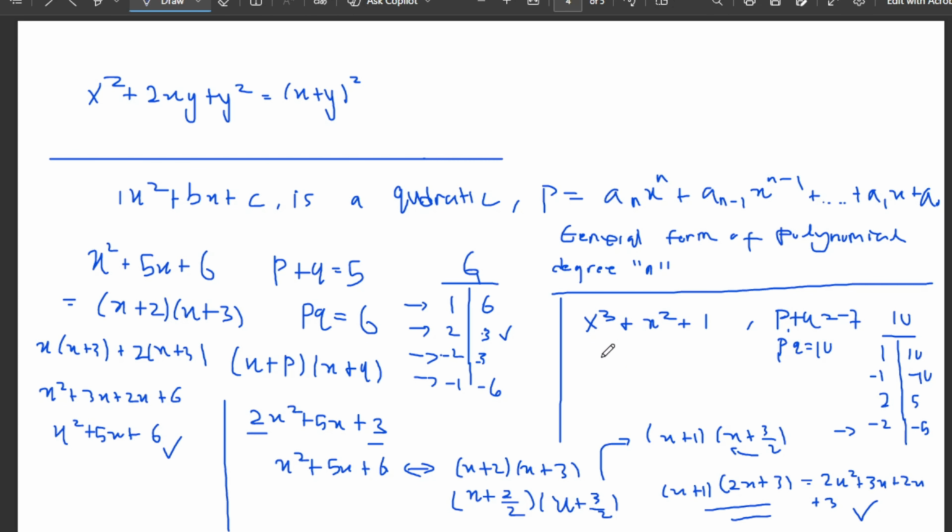If we had something like x cubed plus, say, 8y cubed, or even just 8, then we can factorize this, because this is a perfect cube. So this will become x plus 2 times x squared minus 2x plus 4. That's the factorized form of the perfect cube. We just use the formula.